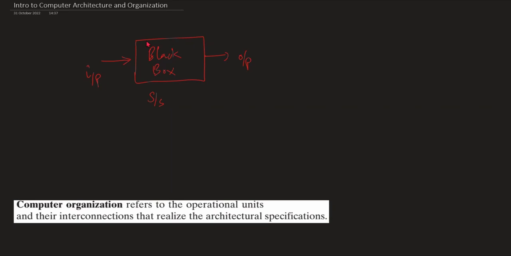So inside this system, that is the black box, what are the different components, and how are they connected? This is all about computer architecture and organization. So how does this black box look like? Inside this black box, there will be a processing system, so there will be a processor.